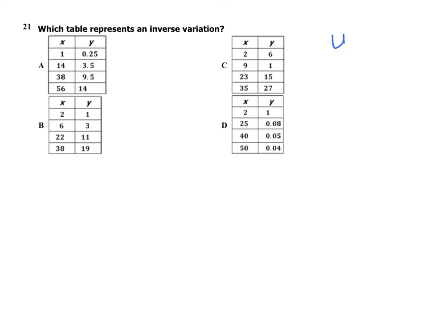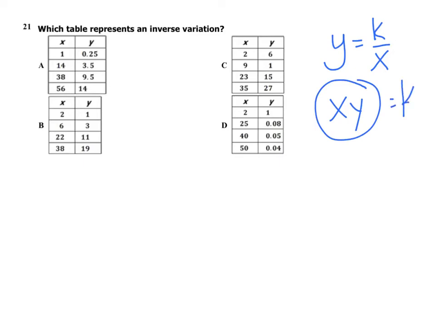All right. y equals k over x, or xy equals k. We're going to be looking at the product xy. That's what we want to stay constant. 1 times 0.25 is 0.25. 14 times 3.5 is definitely not equal to 0.25, so I'm not even going to stress about it. It can't be A.